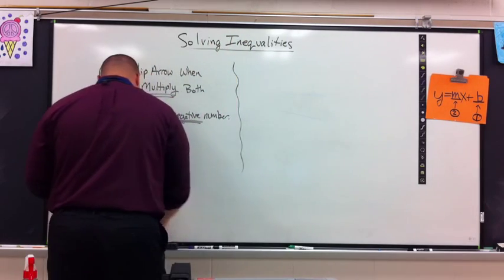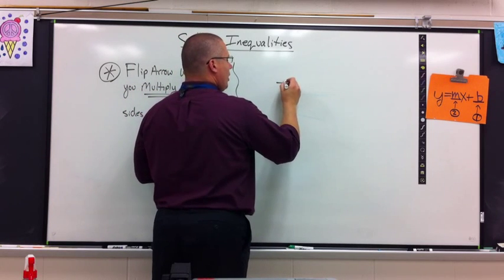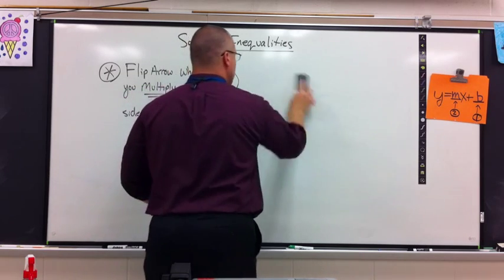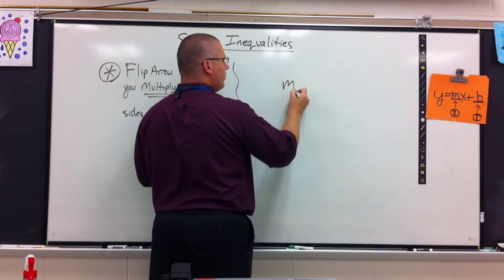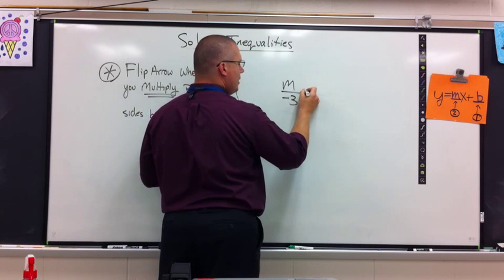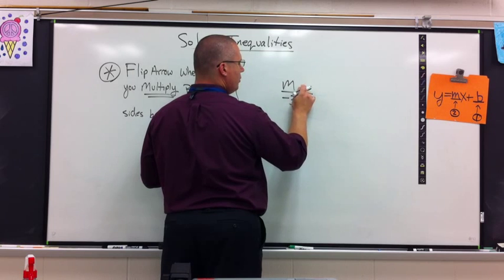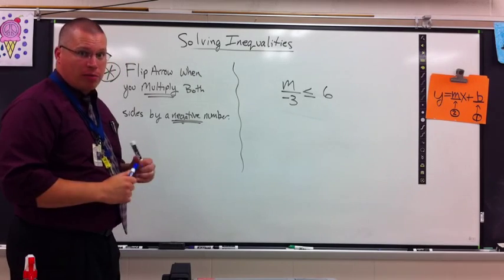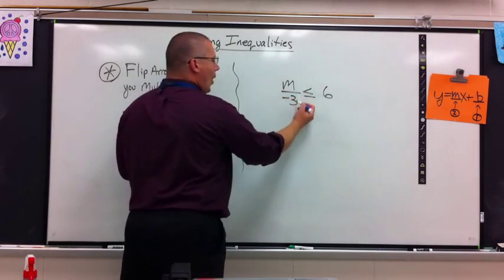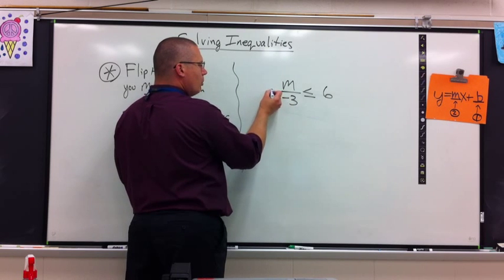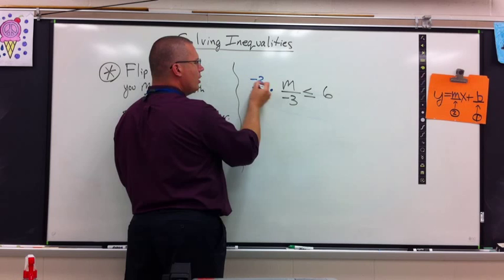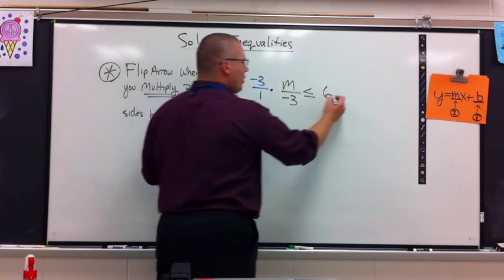Let's take a look at the second one. m over negative 3 is less than or equal to 6. Solve. Multiply by reciprocals. I need to get rid of the negative 3 in the bottom. Where do I put the reciprocal if I want to get rid of it? It has to be up top. Negative 3 is on the bottom, so I must put the negative 3 up top. Negative 3 as a fraction is negative 3 over 1.